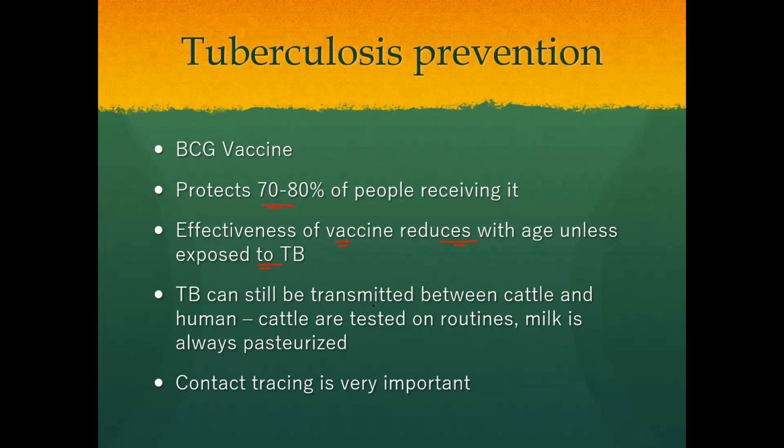TB can still be transmitted between cattle and humans, as we just discussed. That is why cattle are routinely tested again and again. Milk is always pasteurized, right? And contact tracing is also very important, because again, people living in overcrowded areas, with airborne infection, can actually get infected with tuberculosis. So these are all prevention.